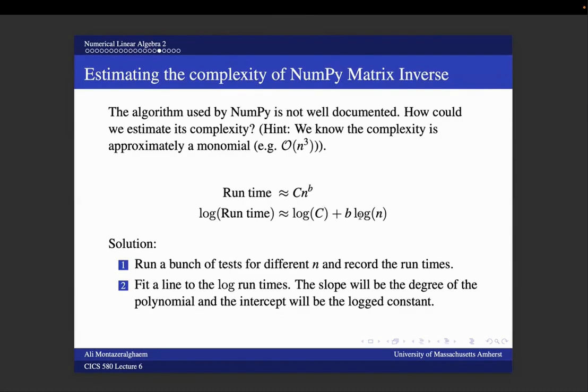Mostly b should be between 2 and 3, because NumPy is faster than the Gauss-Jordan elimination. We already know that the runtime of the Gauss-Jordan elimination is n cubed, and NumPy is faster than Gauss-Jordan elimination, so we can conclude that b should be between 2 and 3.